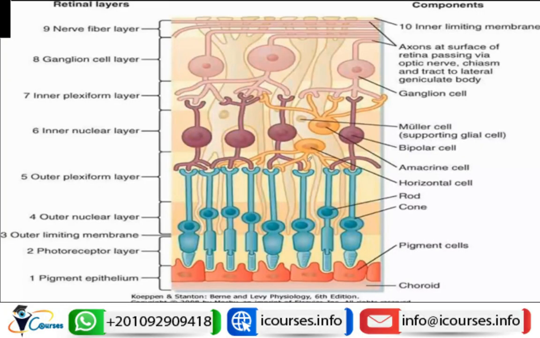Let's see them from outer to inner. It is the RPE, photoreceptor layer, outer limiting membrane, outer nuclear layer, outer plexiform layer, inner nuclear layer, inner plexiform layer, ganglion cell layer, and the nerve fiber layer. So you can see that the nerve fiber layer is the most inner one, and the retinal pigment layer is the most outer one.